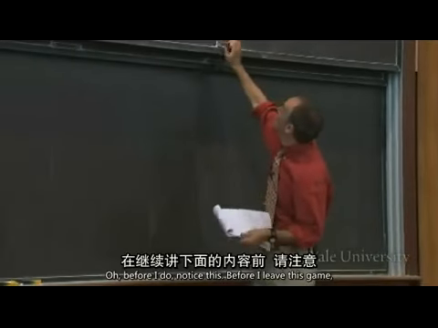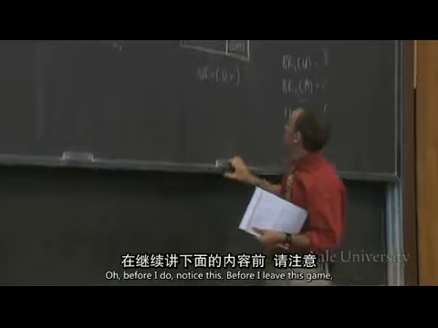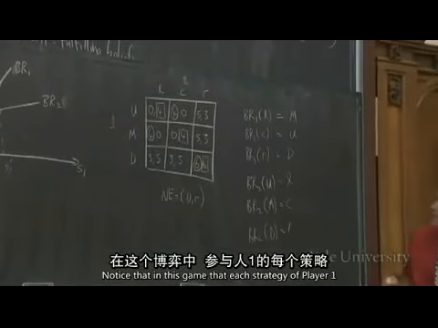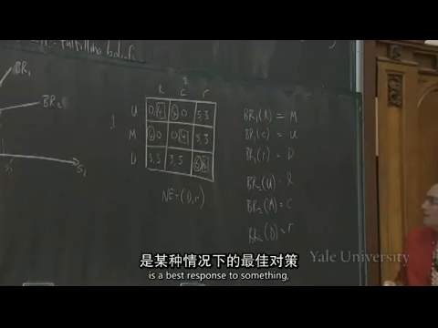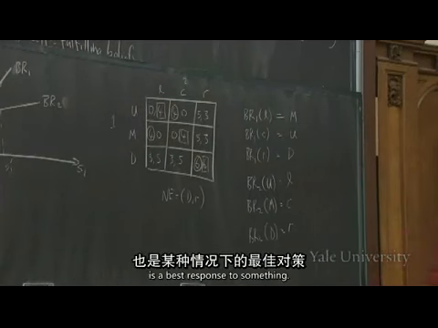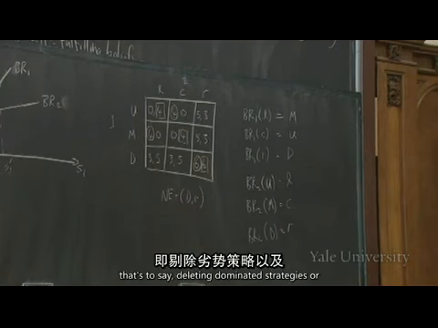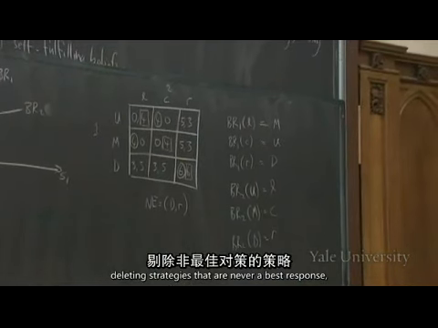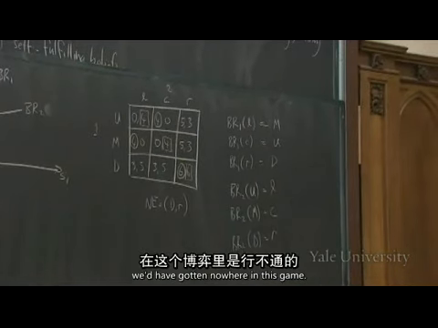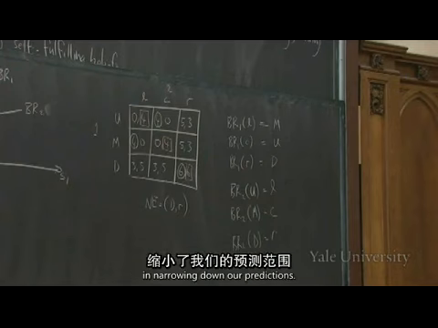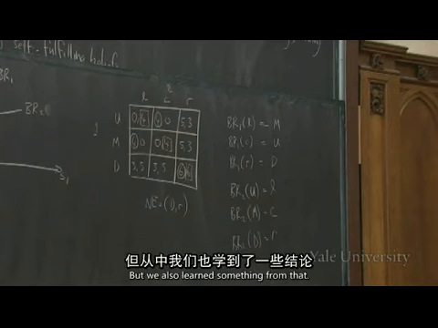Oh, before I do, notice that before I leave this game, let's make one other remark. Notice that in this game each strategy of player 1 is a best response to something, and each strategy of player 2 is a best response to something. So had we used the methods of earlier on in the class, that's to say deleting dominated strategies, or deleting strategies that are never a best response, we'd have got nowhere in this game. All right? So Nash equilibrium has got us a little further in narrowing down our predictions. But we also learned something from that.